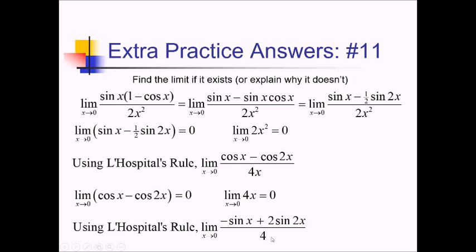Now, since I've got something that's not 0 in the denominator, I know I can just plug 0 in at this point. I'm not going to have to use L'Hopital's again. So just plugging 0 in, we've got 0 for this sine term, 0 for this other sine term. So this just comes out to 0 over 4, which is just plain old 0.